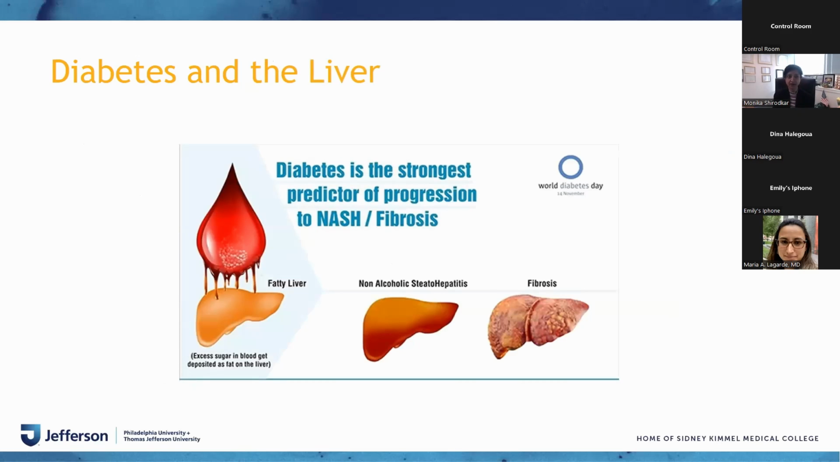Just to give a little background, I know you've heard about NASH and its risk progression to fibrosis, which is what we all want to prevent. And diabetes is one of the strongest predictors of this progression. So you have fatty liver, where you have excess sugar that's deposited in the liver. But as you've heard, if we don't try to manage that and become more aware about that, it turns into NASH and then also fibrosis.